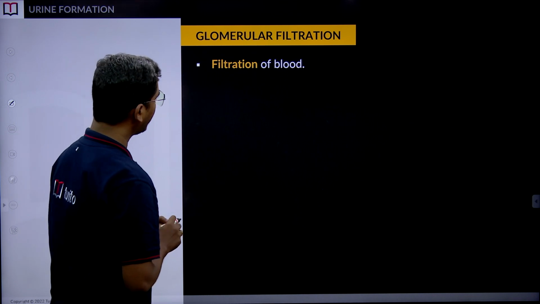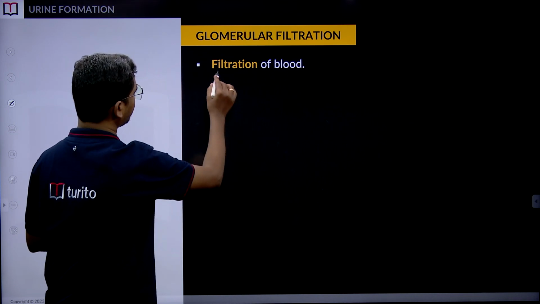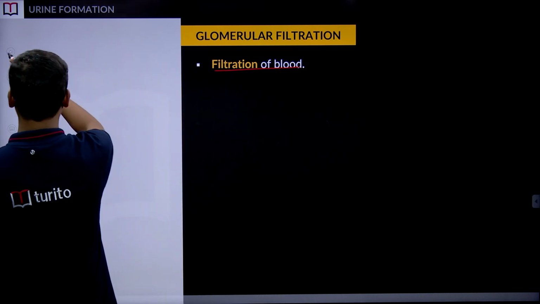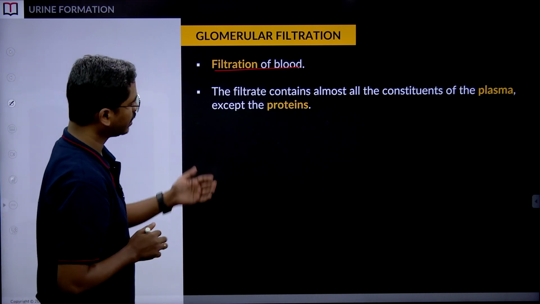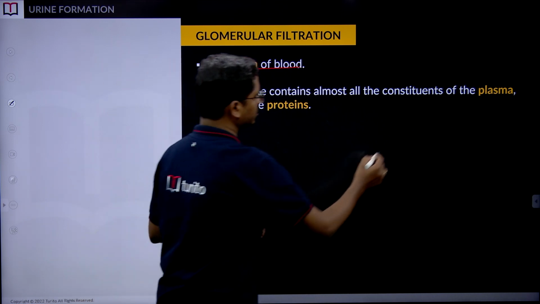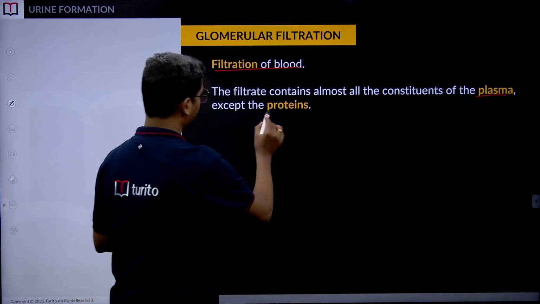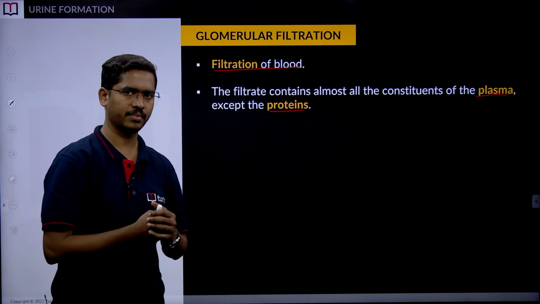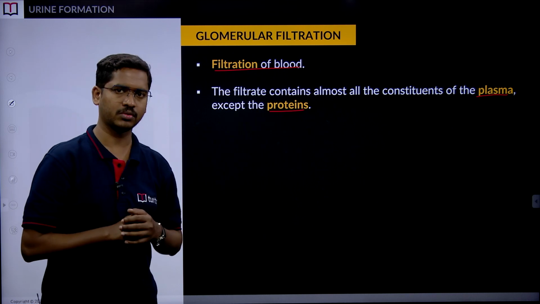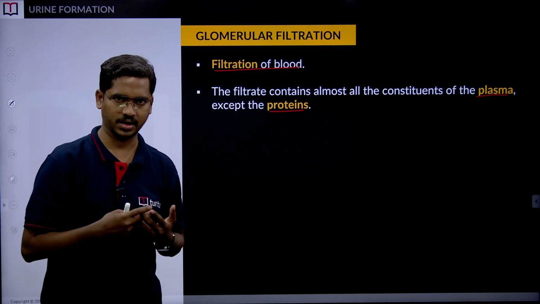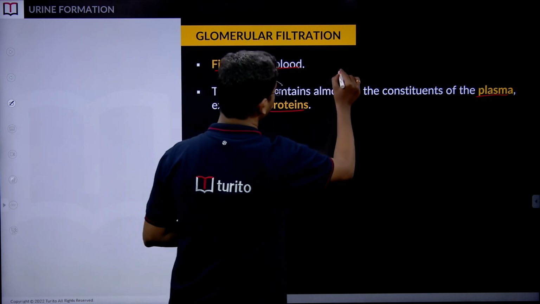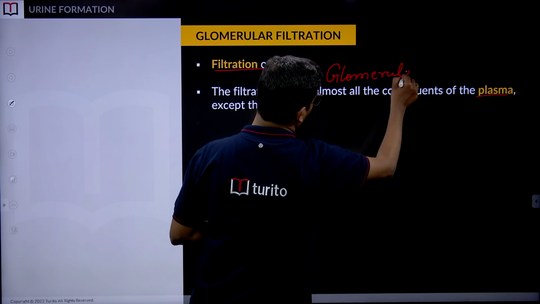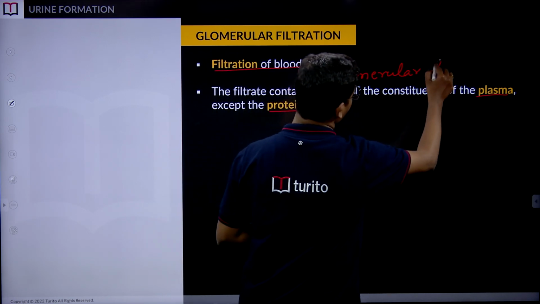So, filtration of the blood, you see here. Like I mentioned, filtration of the blood happens, okay, following which the filtrate contains almost all the constituents of the plasma except the proteins. Like I mentioned, everything is filtered, but we should not filter protein. So, that is not filtered there, that is how it is designed. So, it is done by the glomerular filtrate.